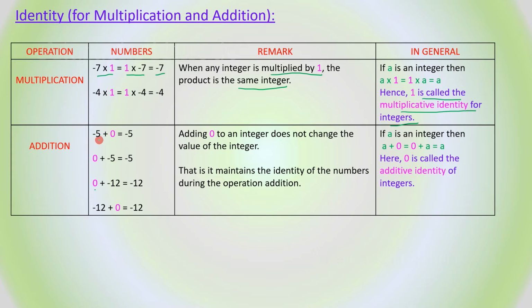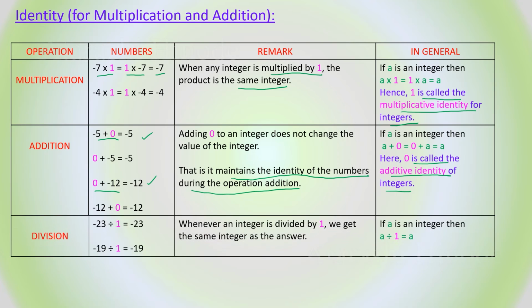Also, we know adding 0 to an integer does not change the value of the integer. It maintains the identity of the numbers during the operation addition. Here 0 is called the additive identity of integers. And whenever an integer is divided by 1, we get the same integer as the answer.